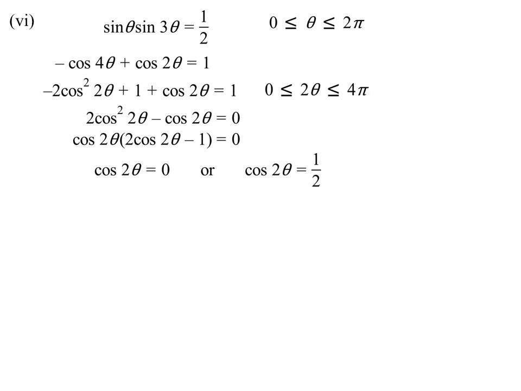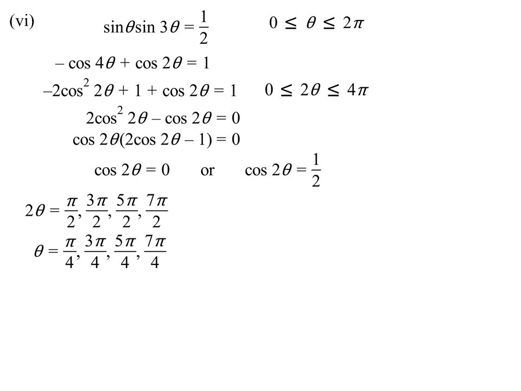That's, again, a boundary value. I'm going to have pi on 2, 3 pi on 2, but I'm going around twice, so I add 2 pi to each of those: 5 pi on 2, 7 pi on 2. Divide everything by 2. Okay, cos 2 theta equals a half.